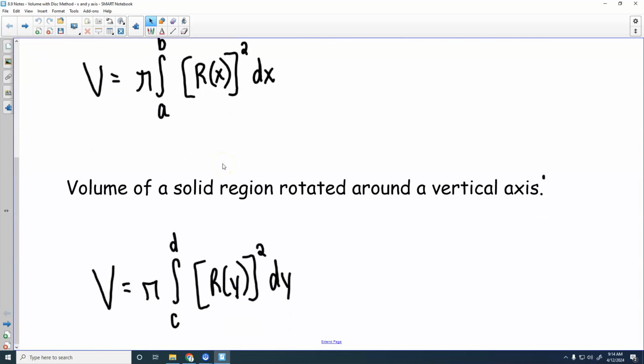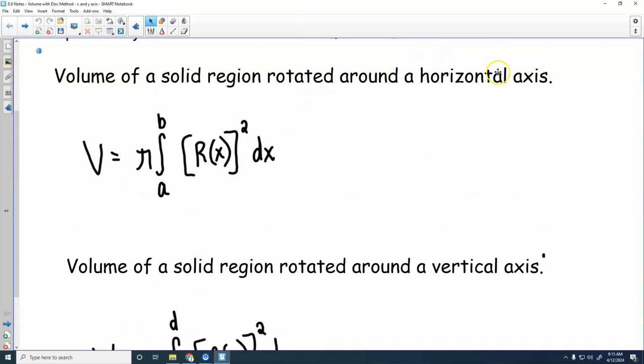And if you do this around a vertical axis, then it's the same formula except that everything's in terms of y. Much like if our cross sections were perpendicular to the x-axis, we had to use x's, and if they were perpendicular to the y-axis, we had to use y's. A horizontal axis will give you x's here, a vertical axis will give you y's.